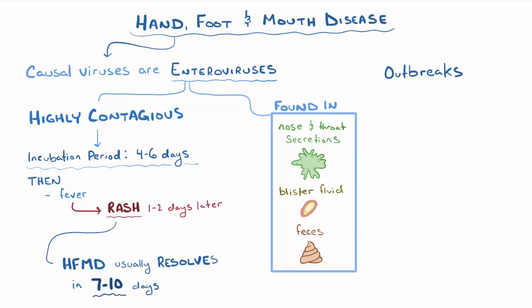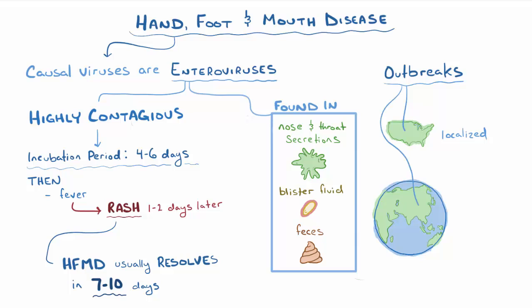Outbreaks of hand, foot, and mouth disease do happen, though, and they are typically more common in temperate regions of the world, or regions that experience distinct seasons, and they usually occur during the spring and the fall. In the US, outbreaks are mostly localized to a specific nursery, school, or campus. Asia, however, has seen several major outbreaks since 1997, where the number of cases has reached well into the millions.